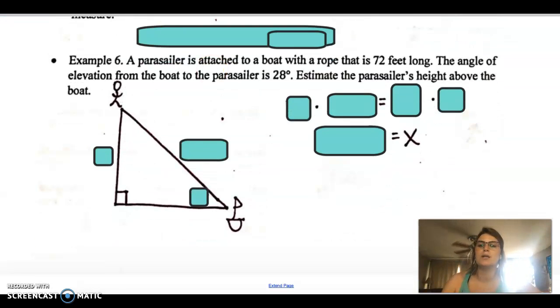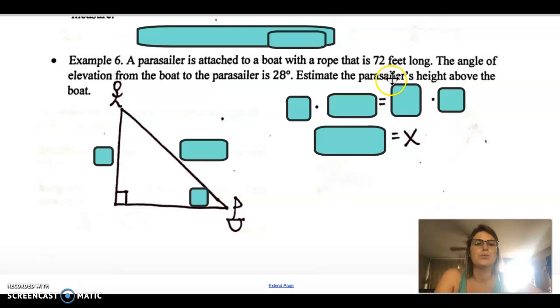So example 6: a parasailer is attached to a boat with a rope that is 72 feet long. The angle of elevation from the boat to the parasailer is 28 degrees. Estimate the parasailer's height above the boat. So this is exactly like that problem on Snow Day Packet 1, I think, or Emergency Packet 1, whatever.